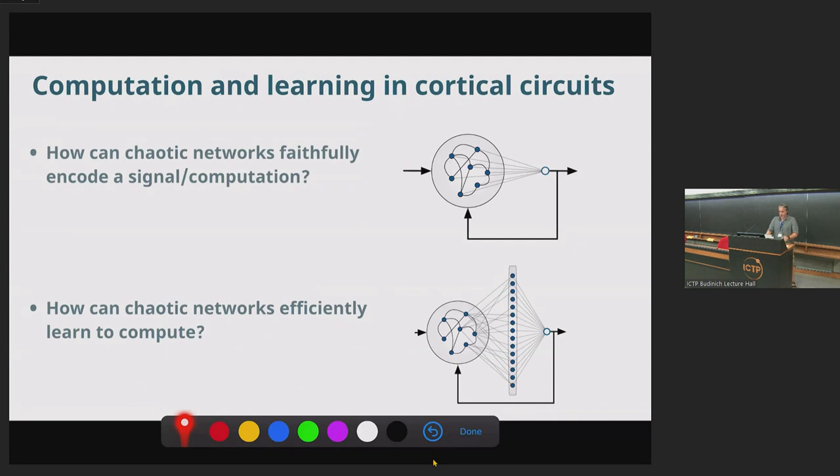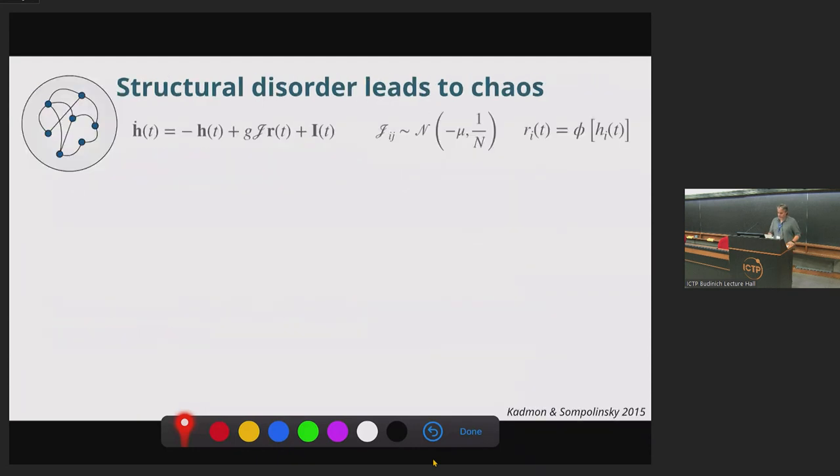So these are the things I'm going to talk about today and hopefully get to. First is how can a chaotic network faithfully encode signal computation? We want to have a network that is chaotic or noisy, like we observe in the cortex, but still get out something very reliable computation from it. And the second part, which we'll probably get to only briefly, is how can this network learn efficiently and still remain chaotic?